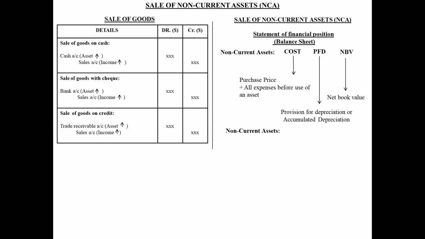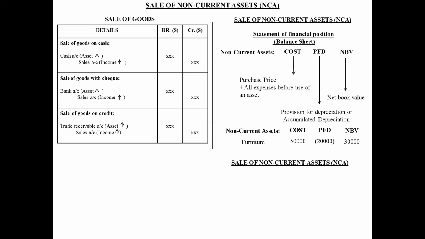So let's take an example. For example, we have a furniture. The cost is 50,000. The provision for depreciation is 20,000. So the net book value is going to be 30,000. Now let's assume that we have disposed of this furniture. So what are we going to do now? It's not going to be as simple as the sale of goods, where you have just entered one transaction. Over here, you have to follow the following steps.